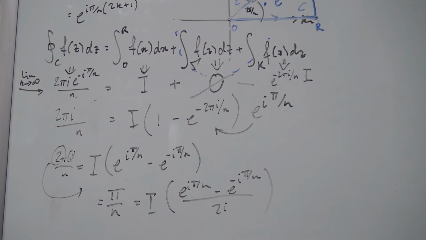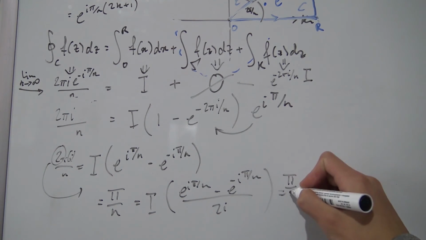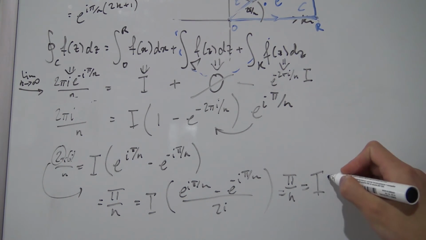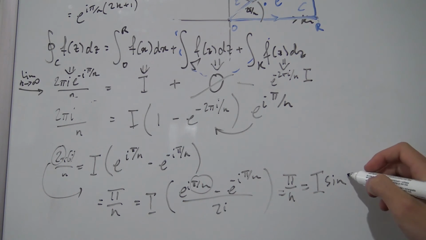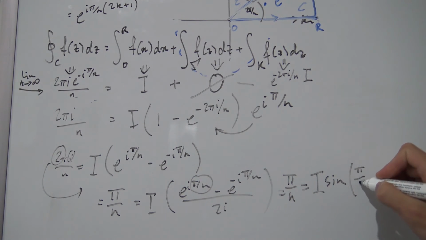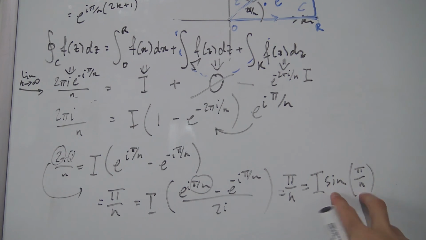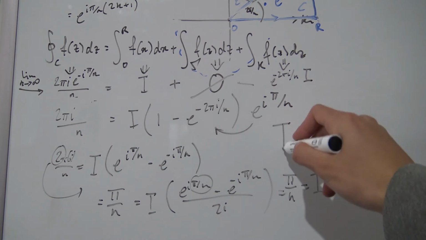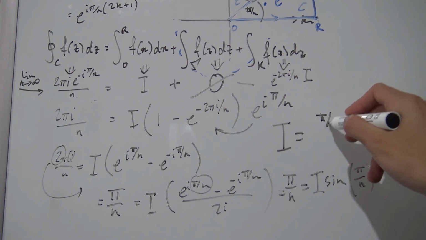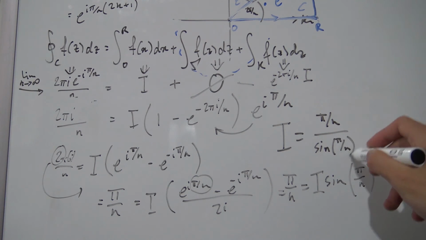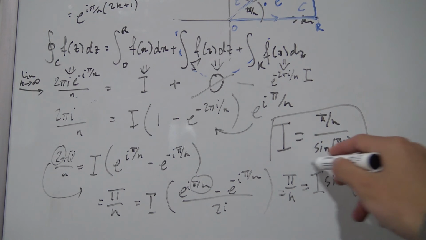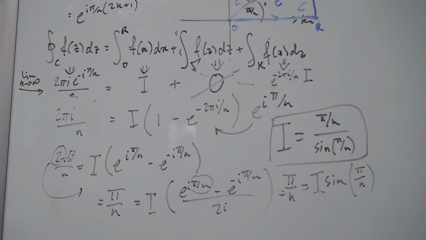And this right here, that's the complex exponential definition of sine. So now we have pi over n being equal to I times the sine, and the argument will be this pi over n right here. So the sine of pi over n, and we are very close to being done. Now we have to divide both sides by sine of pi over n, and we end up with a final expression. I is equal to pi over n over the sine of pi over n. So this is the final result we end up with after all of that work.